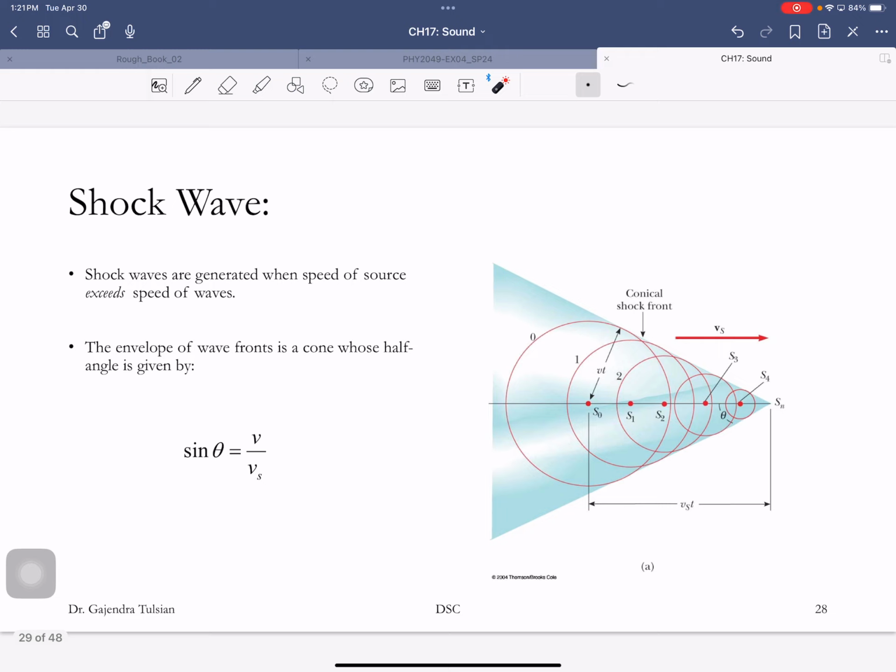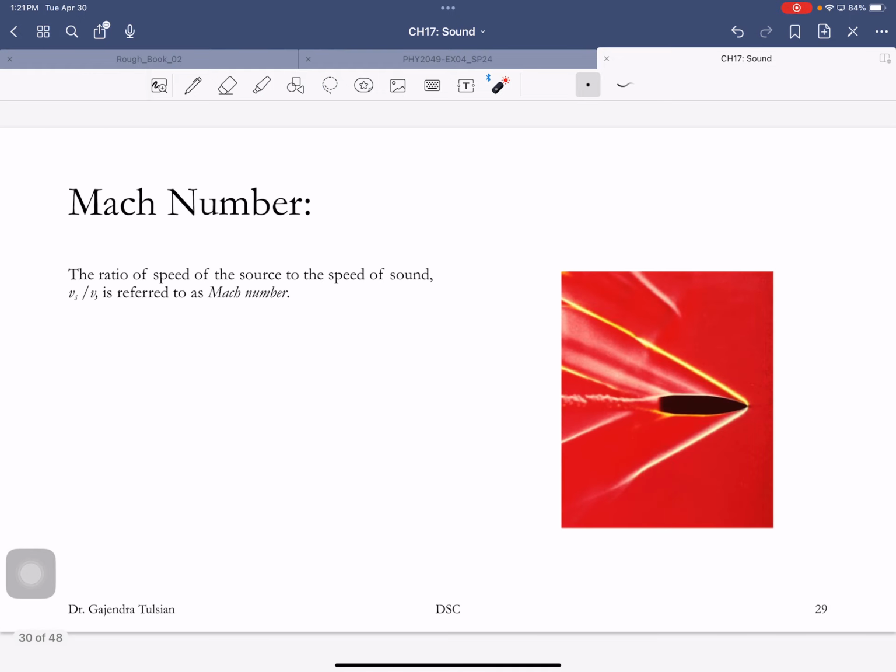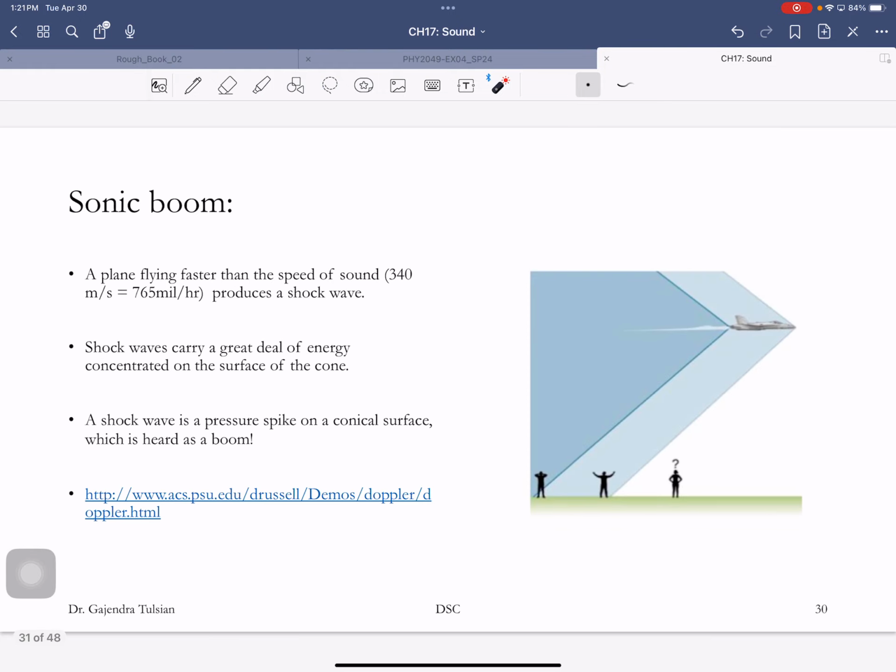So, smaller this number, smaller the angle. Smaller the shock cone, the faster the object is flying. Okay. So by the way, planes have 2 shock cones, one generated by the nose and one generated by the tail. And so here is the pressure spike, and when the pressure spike passes you, that's when you hear the boom, the sonic boom. So this person hasn't heard a boom yet. This person has heard one boom. This person has heard both the booms.